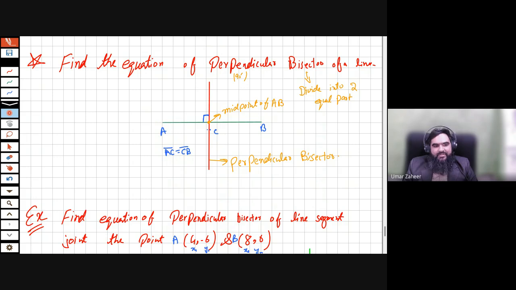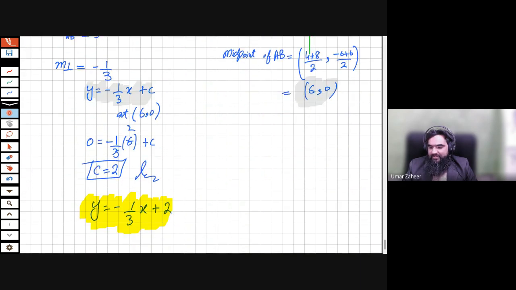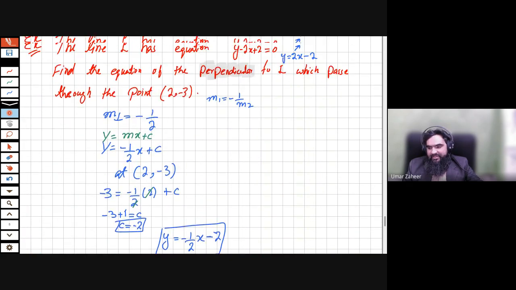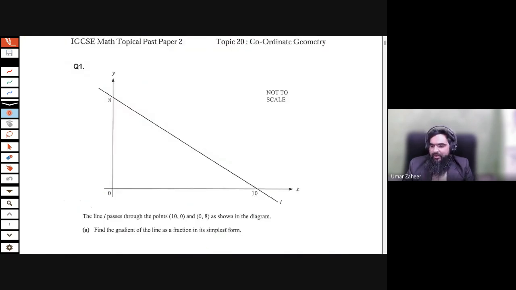After that, we discussed the perpendicular bisector. I told you perpendicular means they make a 90-degree angle, and bisector means it divides a line into two equal parts. In other words, the line must pass through the midpoint of AB. Then we utilize that information to find the equation of the bisector. These are all the things that we have done in the last class. Now in today's class, we are going to do the topical questions and try to get a firm grip on this topic.